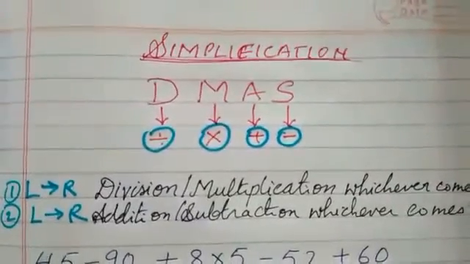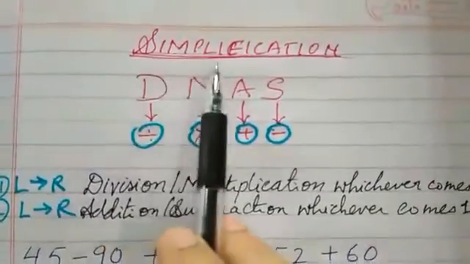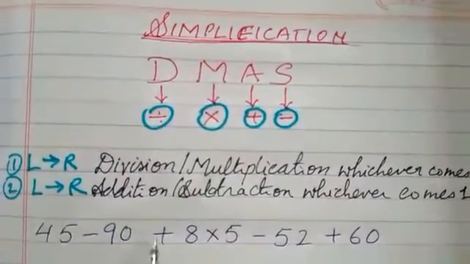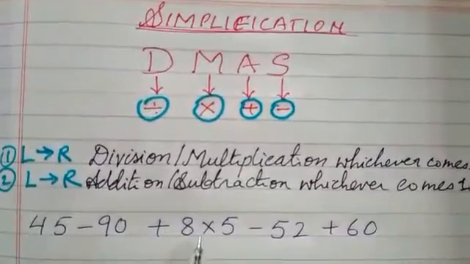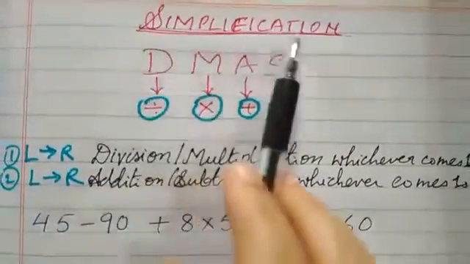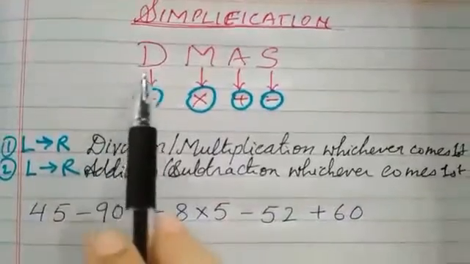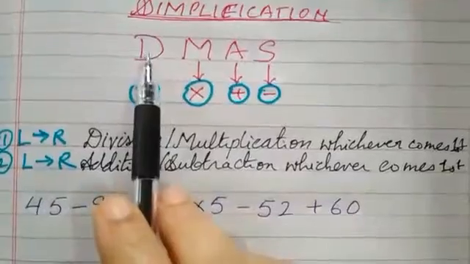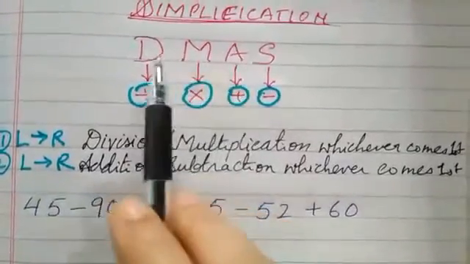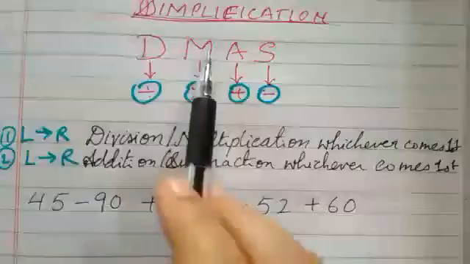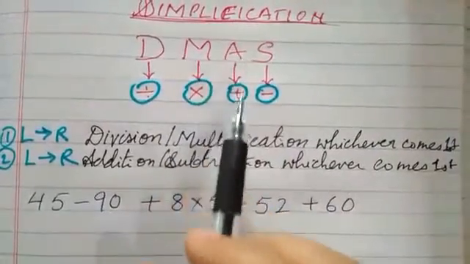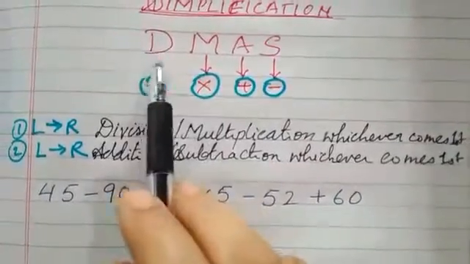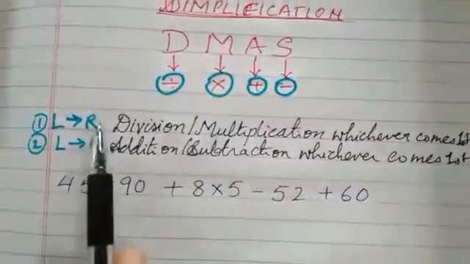Hello students, today also we will learn simplification with problems of a difficulty level higher than what we learned earlier. In simplification we use the DMAS rule. DMAS is a short form where D stands for division, M for multiplication, A for addition and S for subtraction. The DMAS rule applies in two steps.